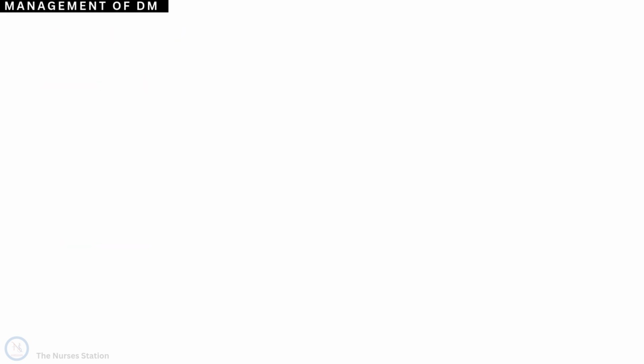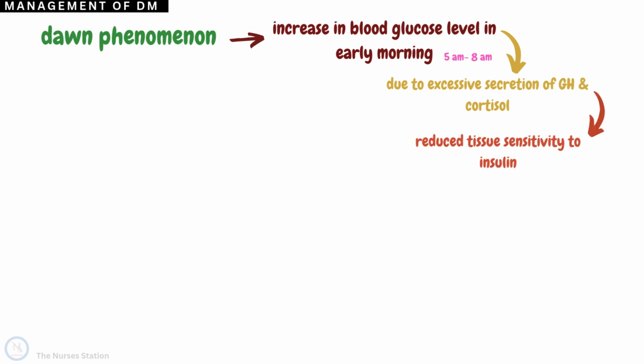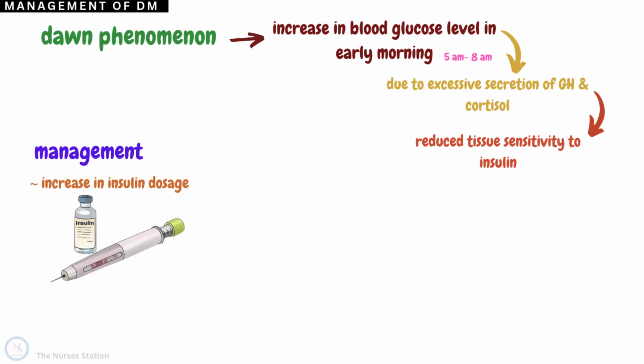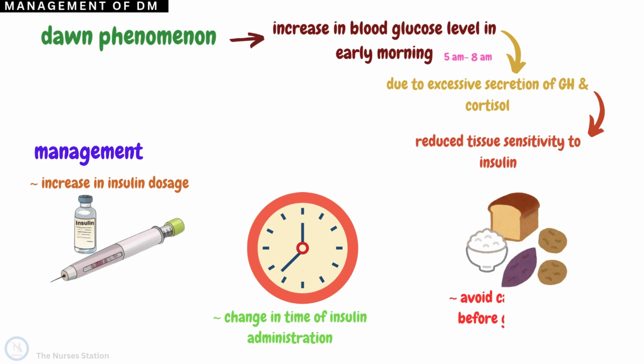Another side effect is the dawn phenomenon, also known as the dawn effect. Dawn effect is an increase in the blood glucose level in the early morning, usually between 5 and 8 a.m. This effect happens due to excessive secretion of growth hormone and cortisol, which cause a reduced tissue sensitivity to insulin. Treatment of dawn phenomenon includes an increase in the client's insulin dosage or a change in the time of insulin administration. Also, the patient is advised to avoid having carbohydrates before going to bed.